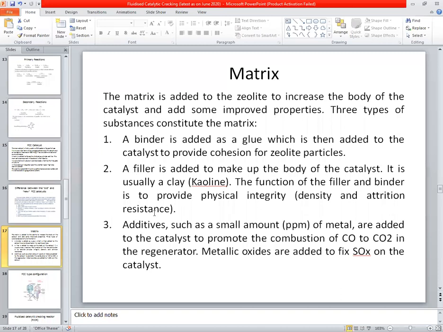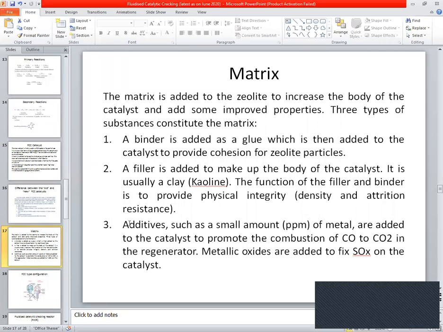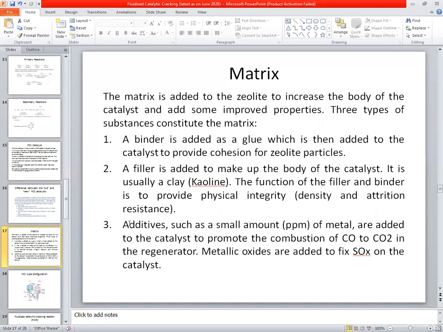And lastly, the matrix additives use a very small amount of metal so that we can promote the combustion of carbon monoxide to carbon dioxide. Why do we actually have to do the combustion? We have to do it in the catalyst regenerator to combust the coke produced on the catalyst itself, because, as I informed, coke or some metals can be deposited on the catalyst surface.